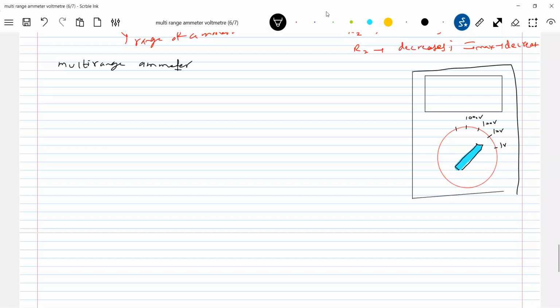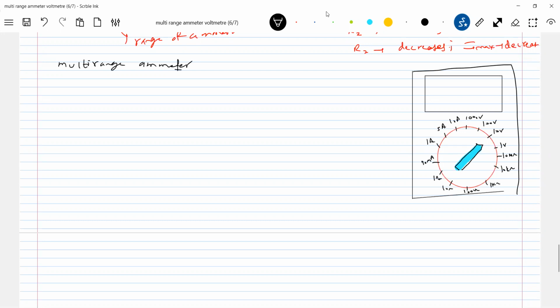Then this side it will be ammeter. You will measure 10 ampere, 5 ampere, 1 ampere, then 10 milliampere. Then this side it will be ohms. Anything of order 1 ohm, 10 ohm, 100 ohm, 1 kilo ohm, 10 kilo ohm, 10 mega ohm. This is called a multimeter.